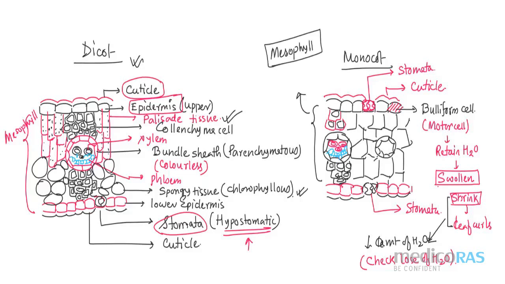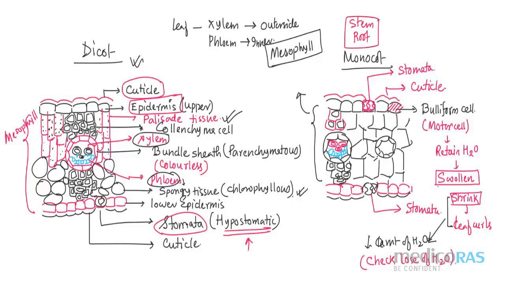Whereas the vascular bundle has xylem towards the upper epidermis and phloem towards the lower epidermis. In case of leaf, xylem is always present towards the outer side, that means towards the epidermis. And phloem is present towards the inner side. This is exactly opposite for the stem and the root. This concept is for both dicot and monocot. So try to remember this question. This is also one of the important questions for NEET examination.